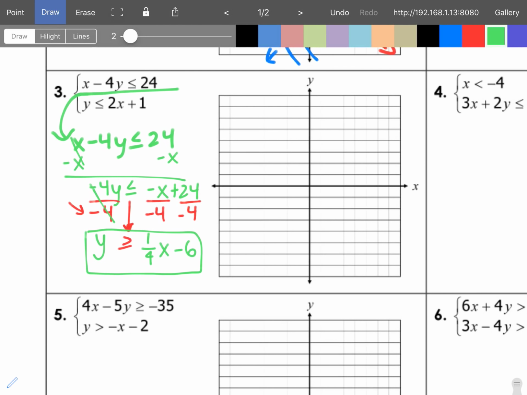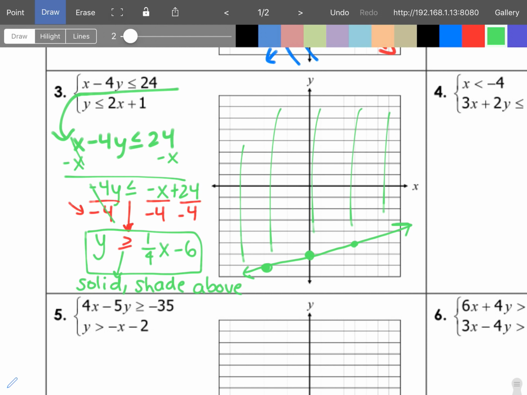I'm going to graph this in green. So I'm going to go down 6 on my y-axis, and then rise 1, run 4, and then I can also go down 1 to the left 4. This tells me it's solid and shade above. Use your notes from last time to figure that out. Let's see if I can draw this straight line. Okay, shade above, so all this area.